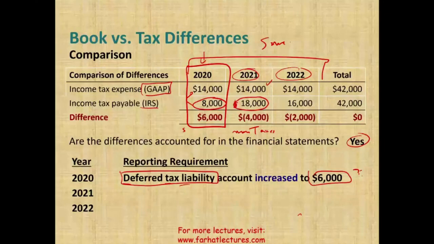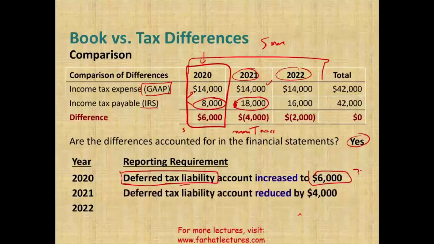I wrote to the IRS an $18,000 check, but for GAAP purposes, I only reported $14,000 in income tax expense. What does that mean? It means that the $6,000 that I said was going to be deferred tax liability is catching up with me. Now, since I paid more to the IRS, I'm going to bring down that liability by $4,000. Okay? I'm going to have a deferred tax liability reduced by $4,000.